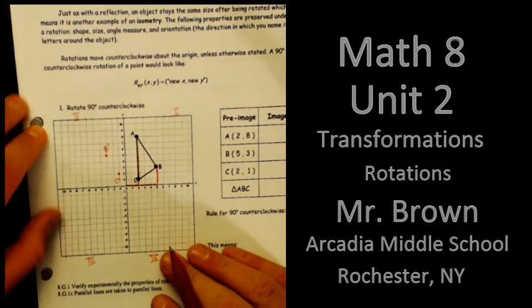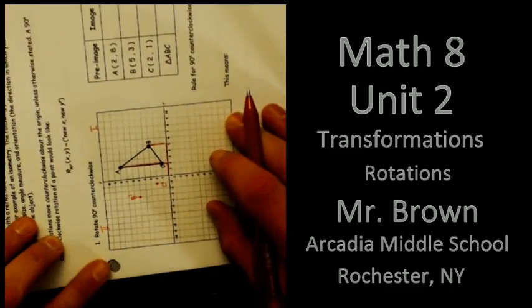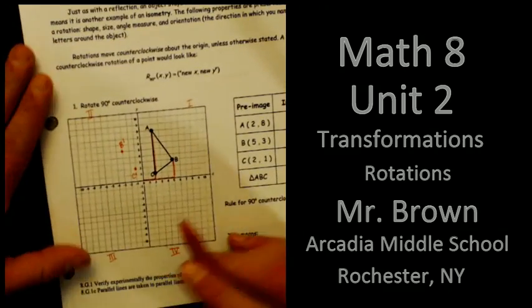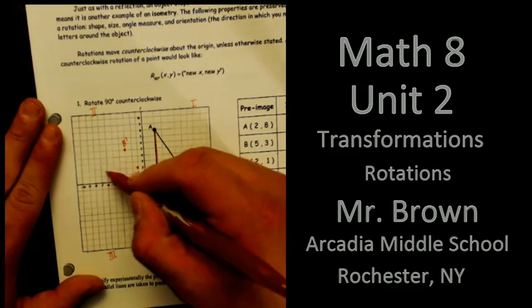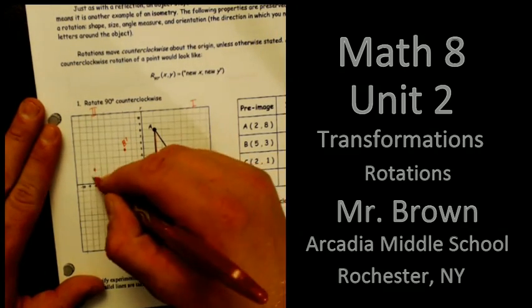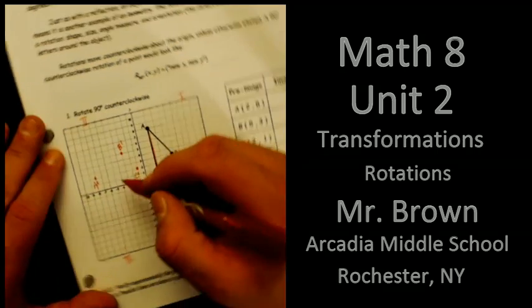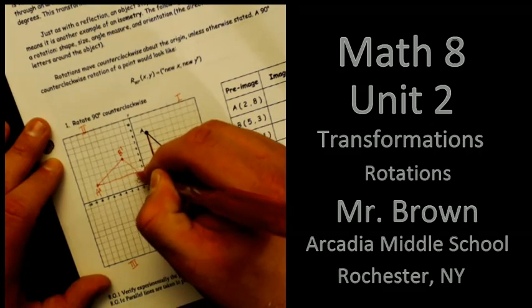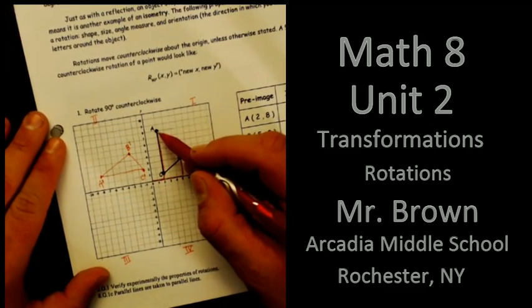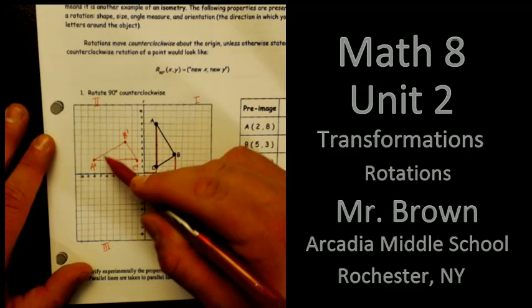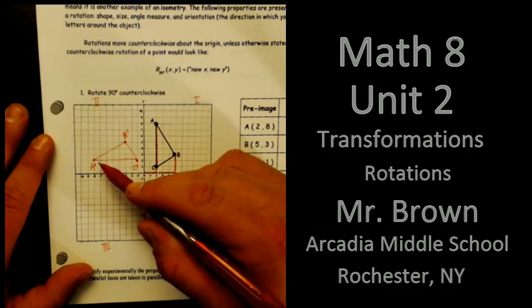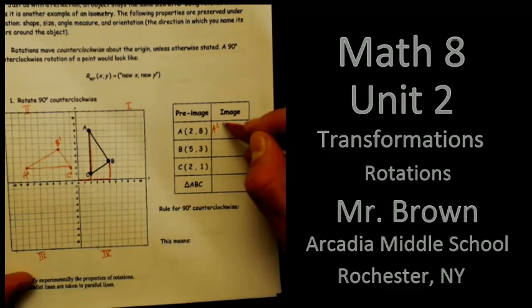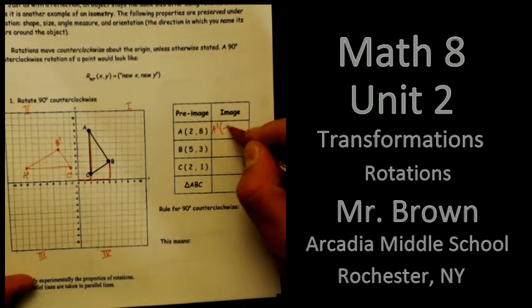But what will happen is when you turn this 90 degrees, it looks like it's going to go up 2, back 8. So we're going to do that right here. Up 2, back 8. That's your A prime. And when you rotate this, instead of pointing up, your A will actually point to the left.